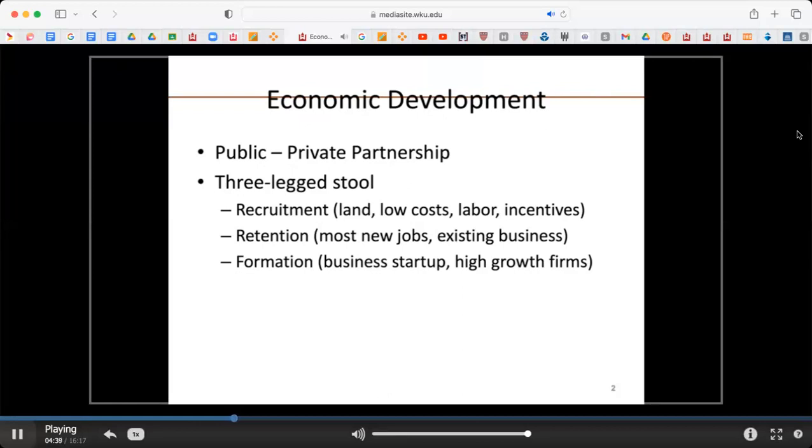The third area is in the formation of new businesses, and this is really an entrepreneurial side of economic development, sometimes referred to as economic gardening, where you grow businesses in a community. And so this is really creating a startup atmosphere that is typically quite different than the recruitment, the land, the low cost for big firms to come and land in a community.